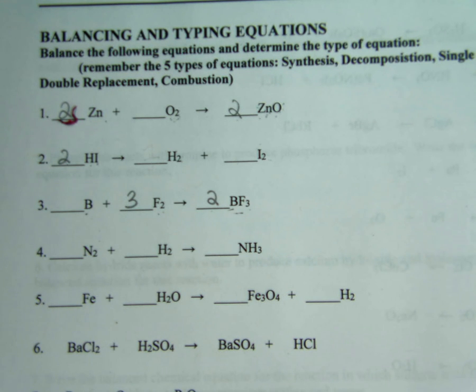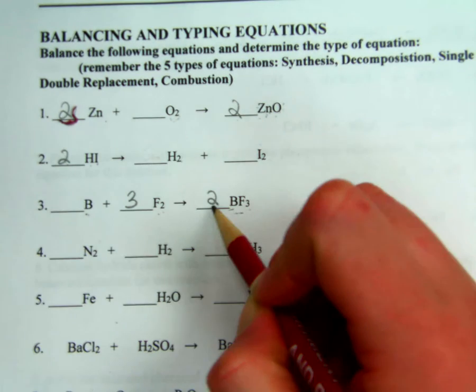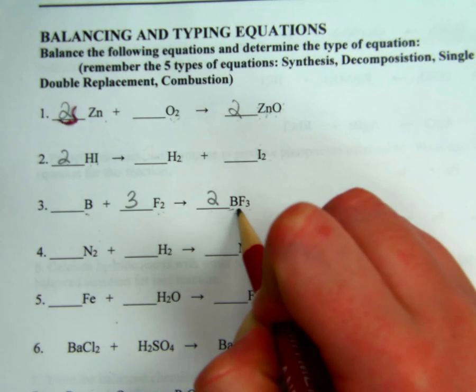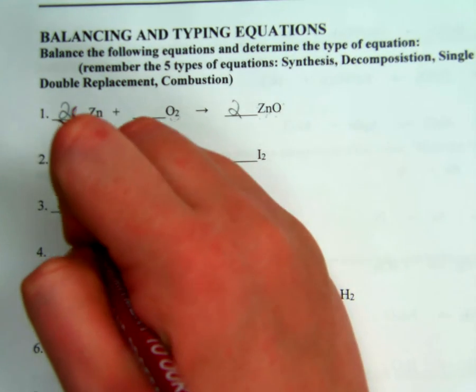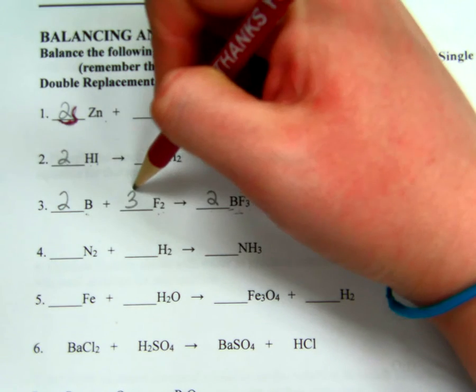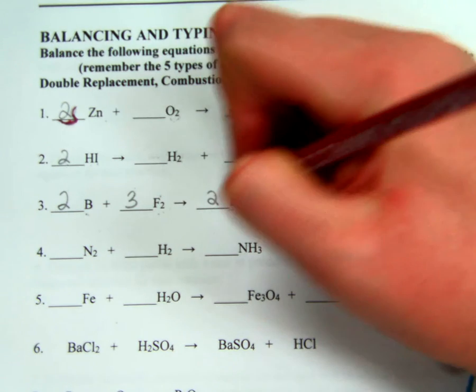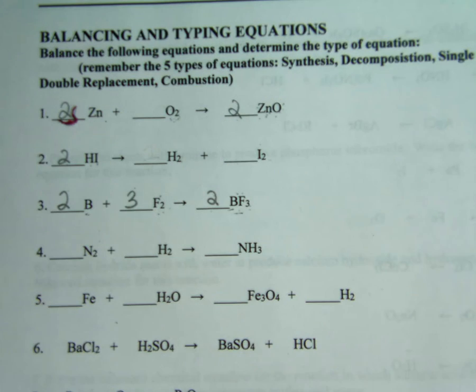Now I go back and check that we didn't mess anything else up. I have 1 boron here, and, well, now I have 2 borons here. So I'm going to put a 2 in front of that boron. So now I have 2 borons and 2 borons. I have 3 times 2 or 6 fluorines, and 2 times 3 or 6 fluorines. So now this is balanced.